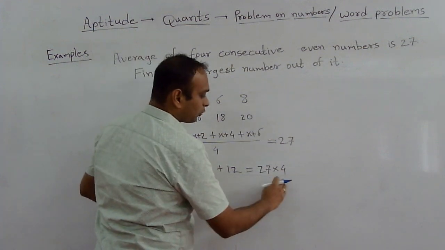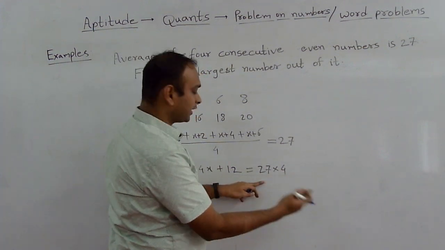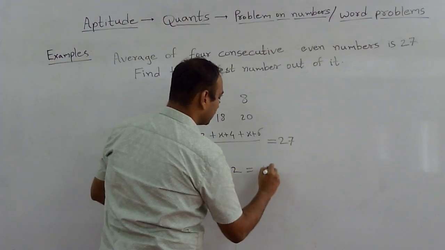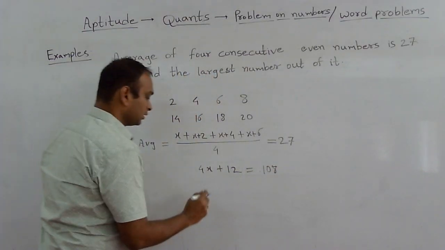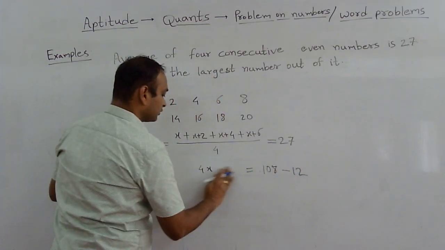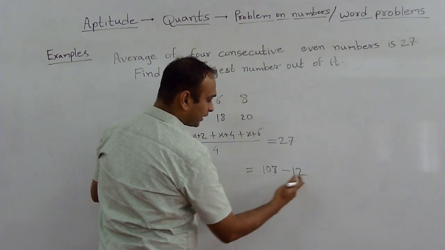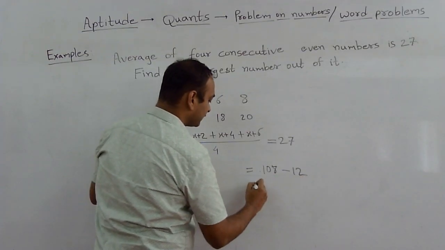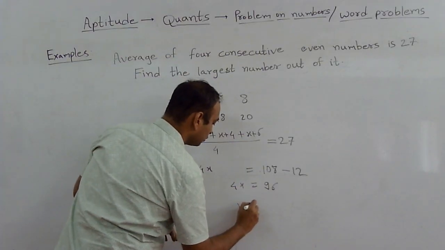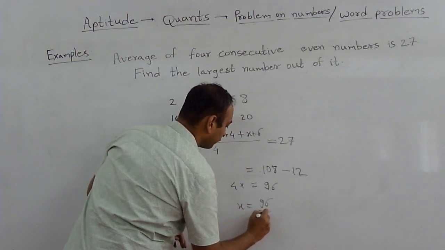So 27 into 4, we need to do 25 4s are 100, 4 2s are 8, so this must be 108, right? And this 12 we can send on this side. So it will be 4x is equals to 108 minus 12. 108 minus 12 is nothing but 96, and this is 4x. So x is equals to 96 divided by 4.